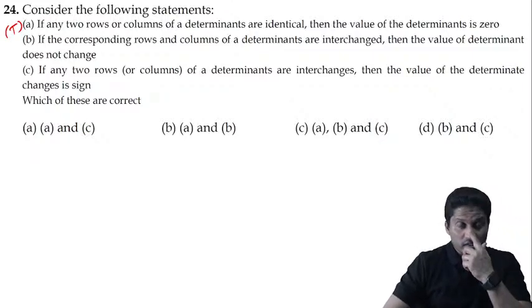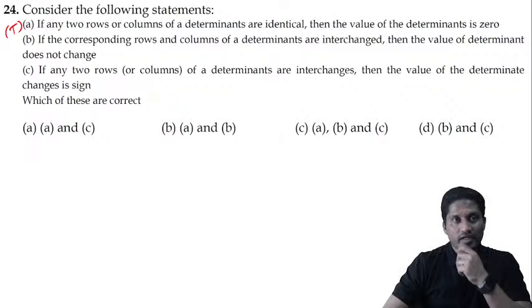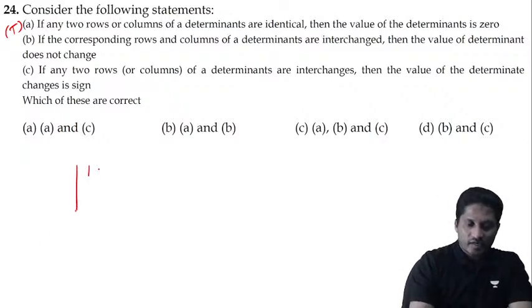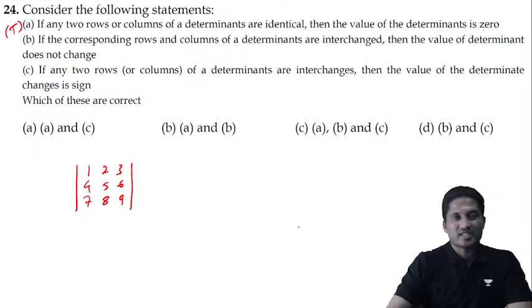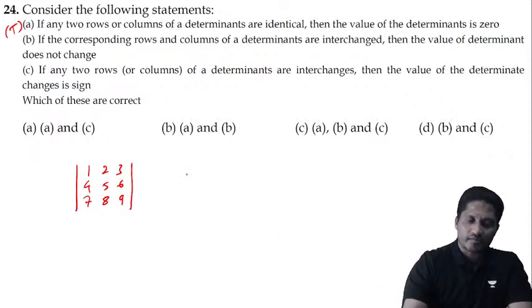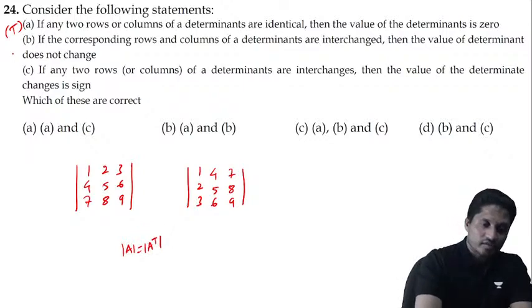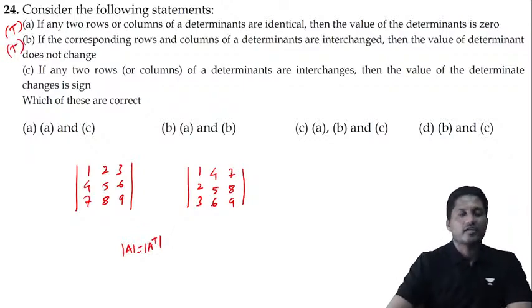Option B: if the corresponding rows and columns of a determinant are interchanged, then the value of the determinant does not change. Meaning, suppose you have a determinant 1, 2, 3, 4, 5, 6, 7, 8, 9. If I interchange the rows and columns, that is, if I take the reflection property, first row becomes the first column, second row becomes the second column, and third row becomes the third column, it is the same. That is determinant A is the same as determinant A transpose, isn't it? Even the second option is true.